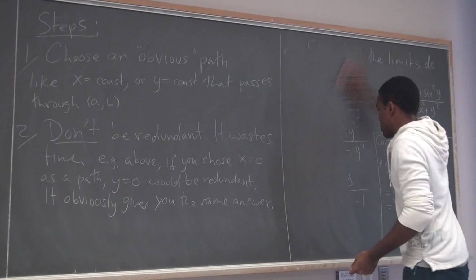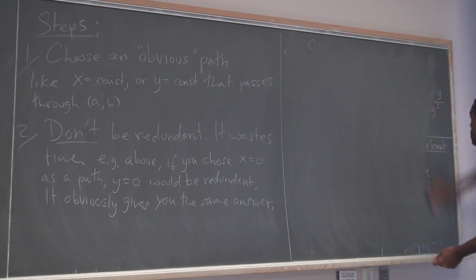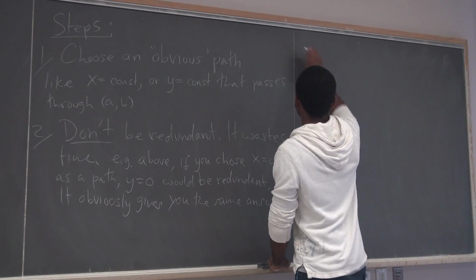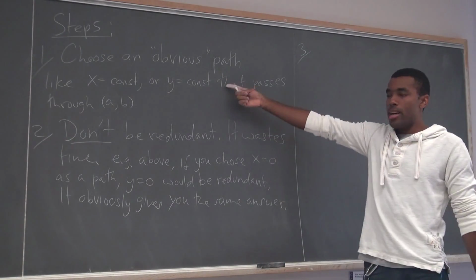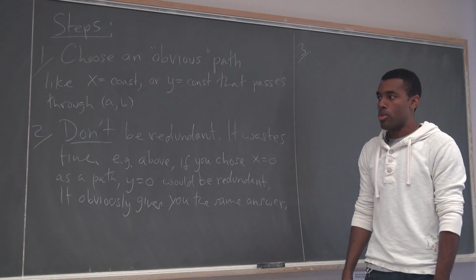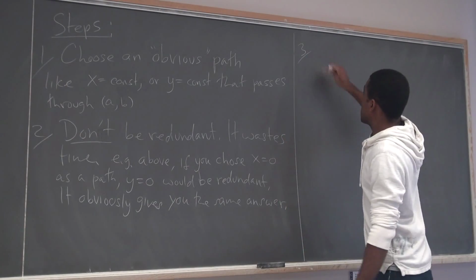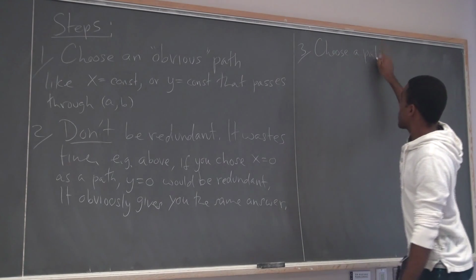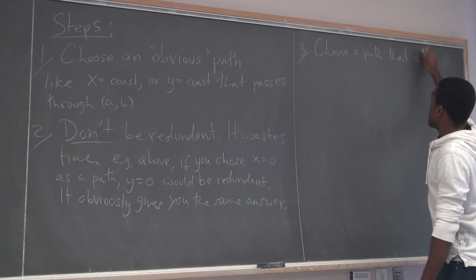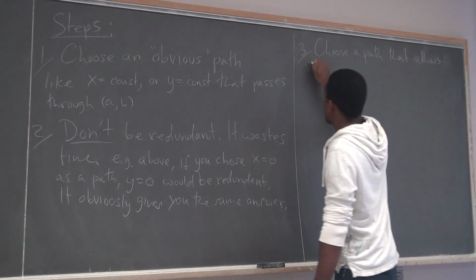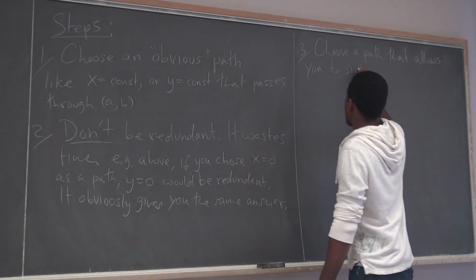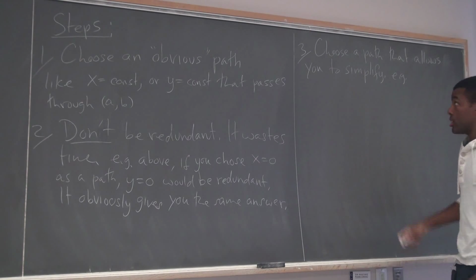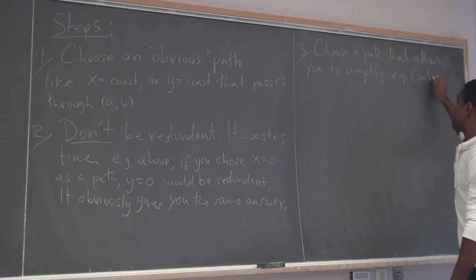I'll rewrite the examples now. Just want to have all these steps in the vicinity of the board. Three. So we have one path, the obvious path. What's the second path that we're going to want to choose? Well, as John pointed out, choose a path that allows you to simplify. Example, which is a very common case, combine terms in the denominator.